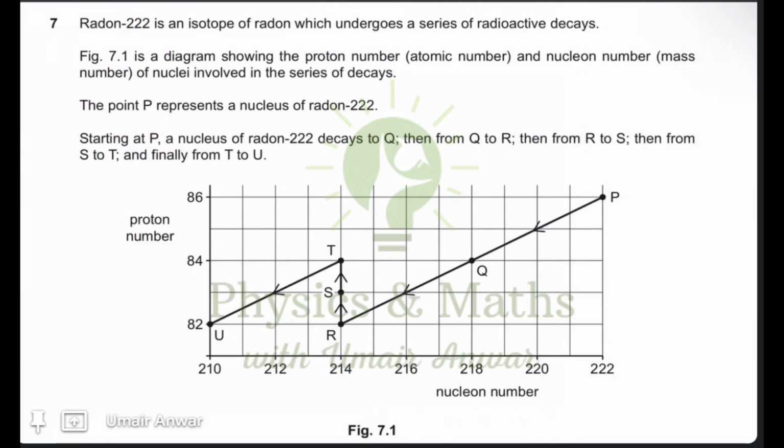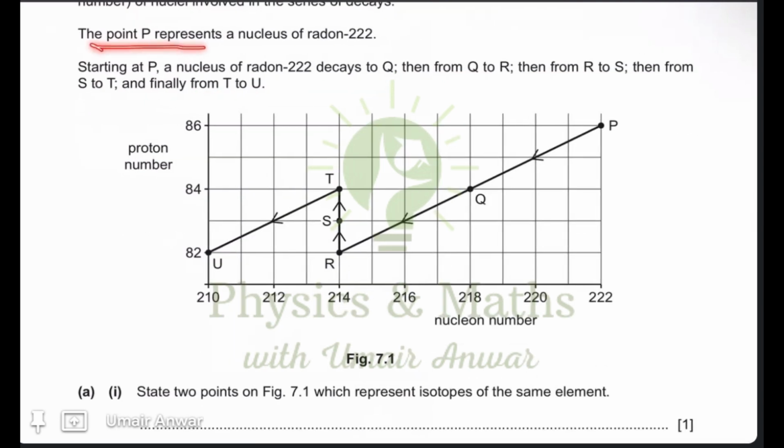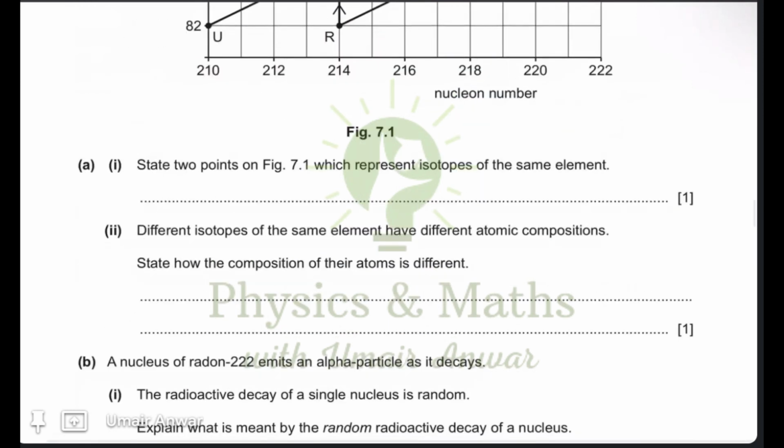Radon 222 is an isotope of radon which undergoes a series of radioactive decays. Figure 7.1 is a diagram showing the proton number, atomic number, and nucleon number, mass number of nuclei involved in the series of decays. The point P represents a nucleus of radon 222. So it is here, radon 222. We can see that the nucleon number is 222 and the proton number is 86. Starting at P, a nucleus of radon 222 decays to Q, then from Q to R, and then from R to S, and then from S to T, and finally from T to U. State 2 points on figure 7.1 which represent the isotopes of the same element.